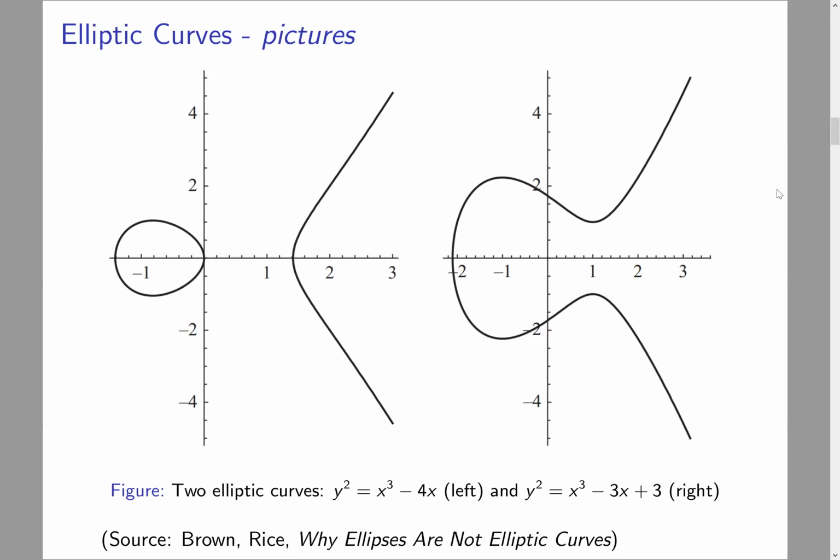All right. So on the left, you have y squared equals x cubed minus 4x. On the right, you have y squared equals x cubed minus 3x plus 3. So you can see the sort of pictures that you might get over the real numbers. One thing to point out is that these are just the affine part. So how do you think about the point at infinity? You think of it as being sort of way up the y-axis. We usually picture this as if you just went infinitely far vertically up the y-axis.